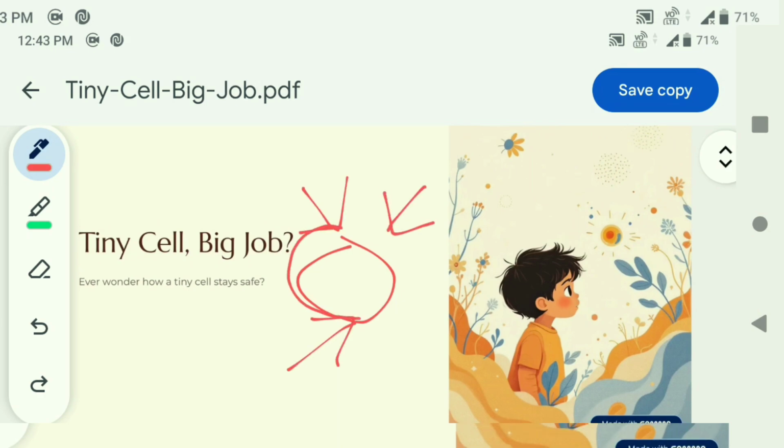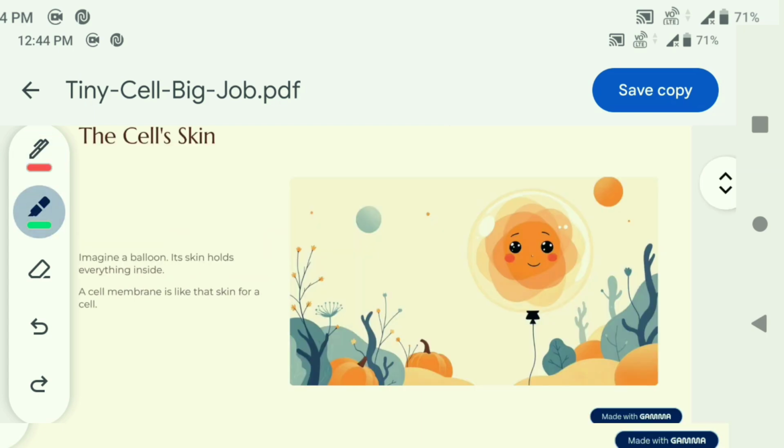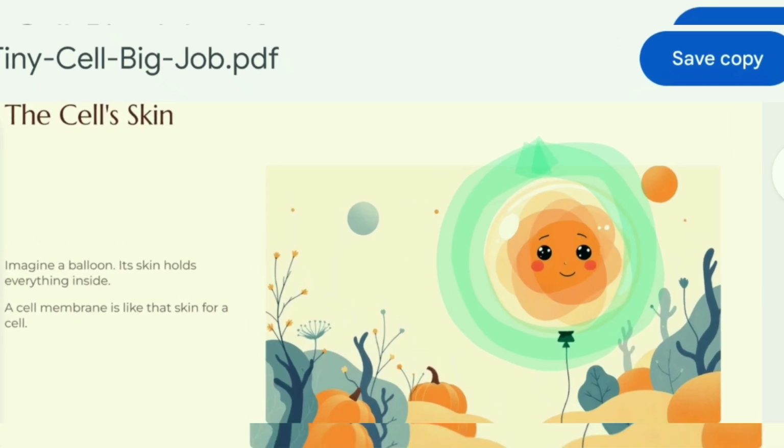Have you ever wondered how a teeny cell stays safe from the outside environment? Because of the cell membrane outside of it. Imagine it like a balloon. The balloon's skin protects everything inside it. The cell membrane works exactly like the balloon skin. It protects everything that is inside our cell.